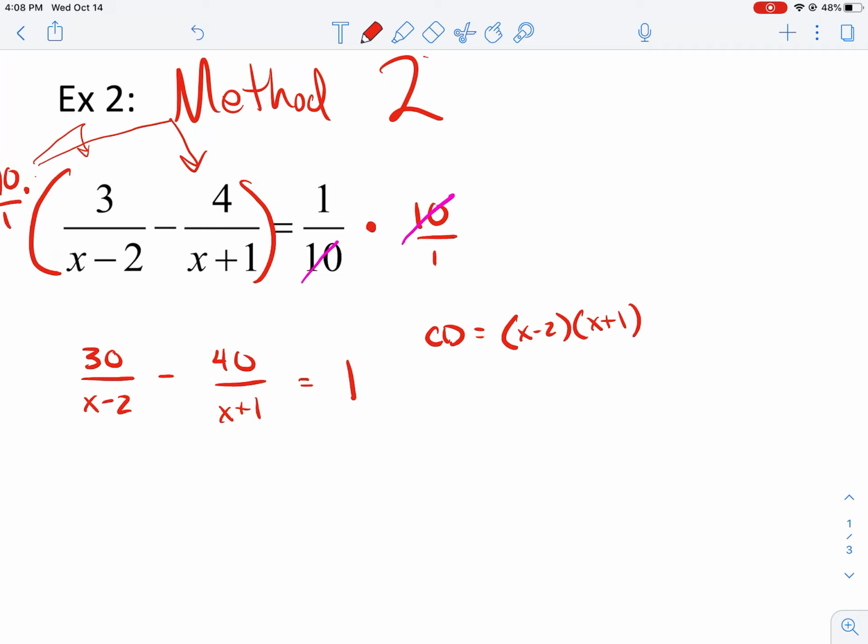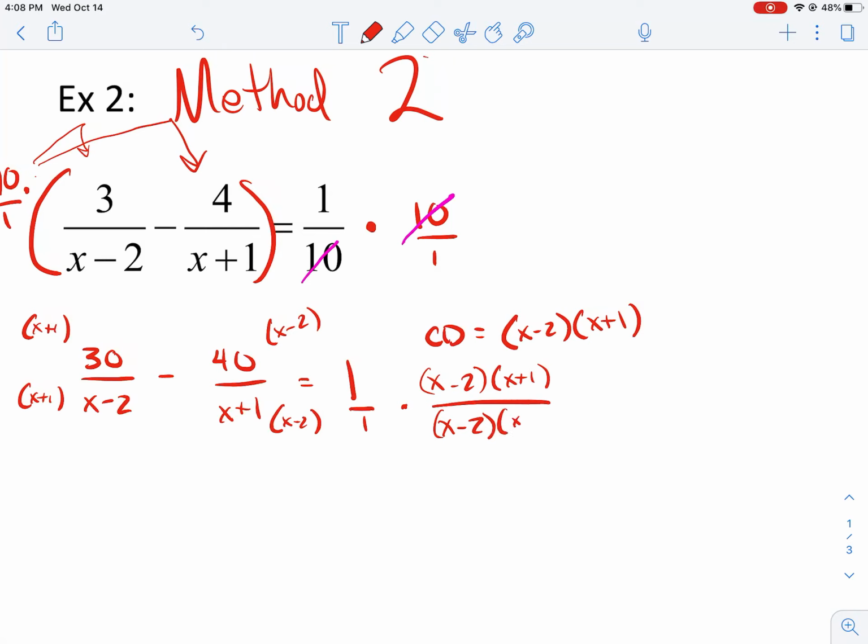Okay, so this side over here, I'm going to multiply the top and the bottom by x plus 1. And over here, I'll multiply the top and the bottom by x minus 2. Okay, and on this side, in order to get that common denominator down here, I got to multiply the top and the bottom by both x minus 2 and x plus 1, right? Because what you do to the bottom, you have to do to the top. Okay, and in this case, in the 1, I had to multiply both the top and the bottom by x plus 1, x minus 2.